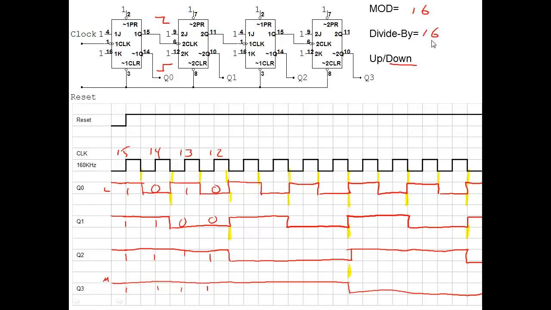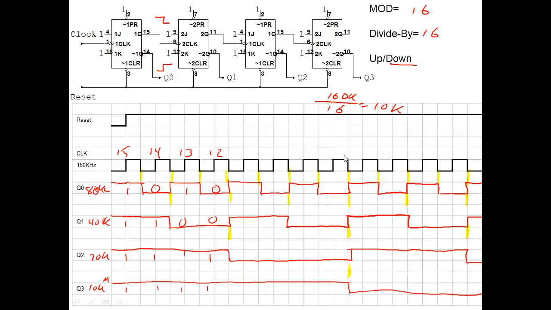Mod number and divide by number are still the same since we didn't change anything. And the frequency is still going to divide by 2. Okay, so we got 80K, 40K, 20K, and 10K. So you take 160K divided by 16, and it equals 10K.